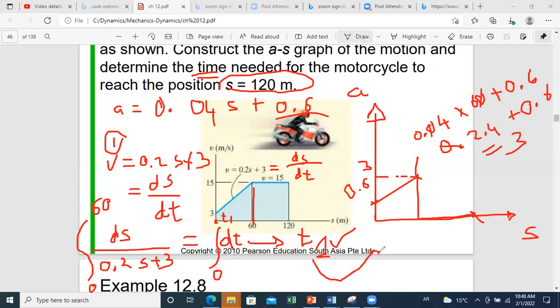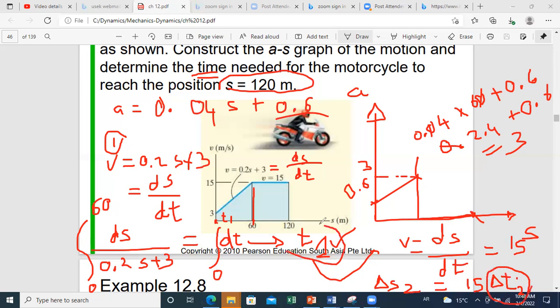And now for phase 2, okay, you write that v equal ds by dt equal to 15. Okay, for phase 2 it's much easier because the velocity is constant. So you can say that delta s of phase 2 is equal to 15 times delta t. And what is delta t of phase 2? It's the total time minus what? Minus t1 of phase 1. Yeah, exactly.